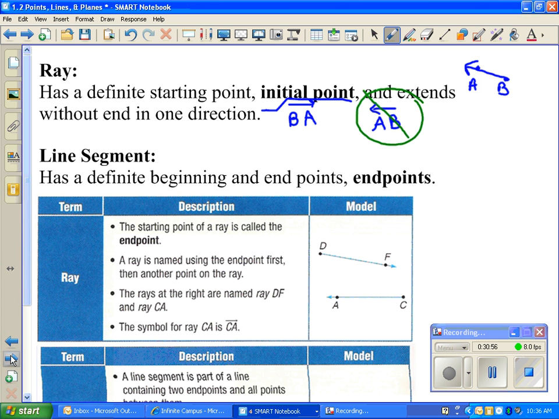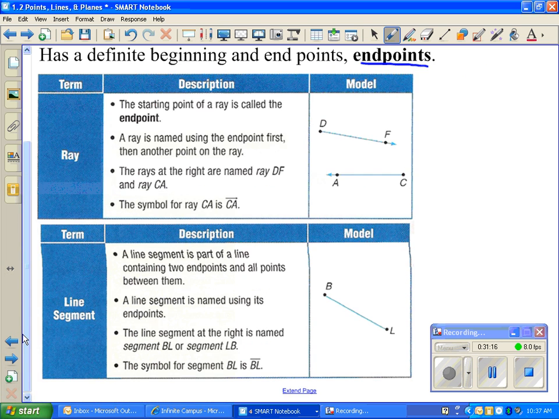Okay, a line segment has a beginning and an ending point, an initial and an end. Endpoints is on your test also. When you name it, it doesn't matter. Let's look at the picture. If I go BL with a line segment above it, if you put 2 periods on the end, that's fine, or if you name it LB. All right, either one of them is correct. Now you could write it out, line segment BL or line segment LB, but the symbols are a little quicker.